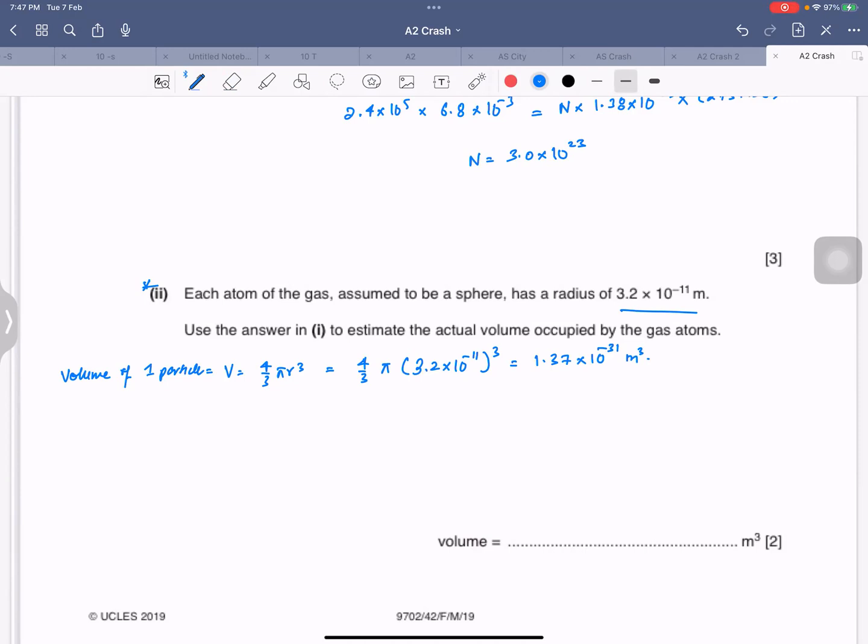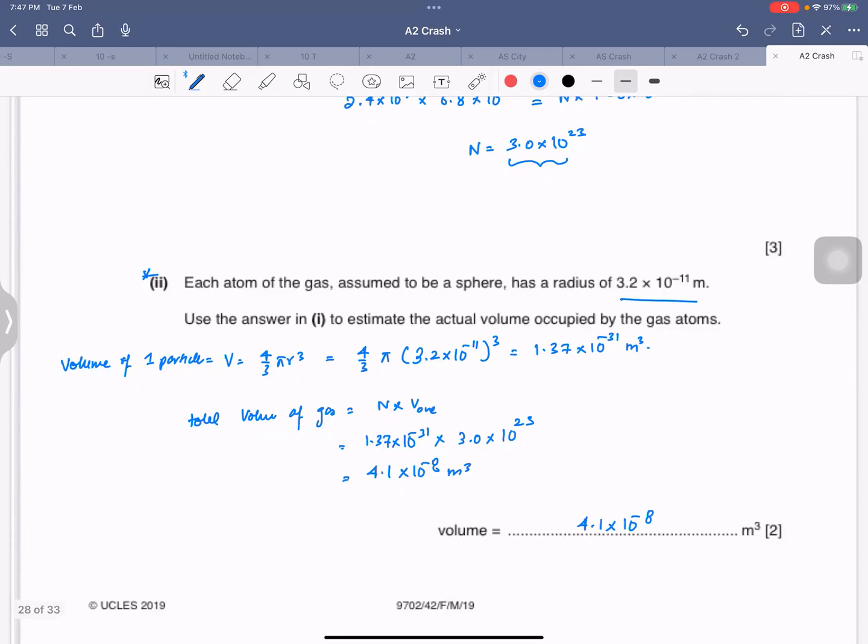Okay, so then what you're going to do, we have to find the volume. We have the number of particles here. So the total volume of gas would be the number of particles times the volume of one particle, right? So we're going to do 1.37 times 10 raised to minus 31 multiplied by 3.0 times 10 raised to 23. Can you find the total volume then? Interesting. 4.1 times 10 raised to minus 8 meter cube. Okay.